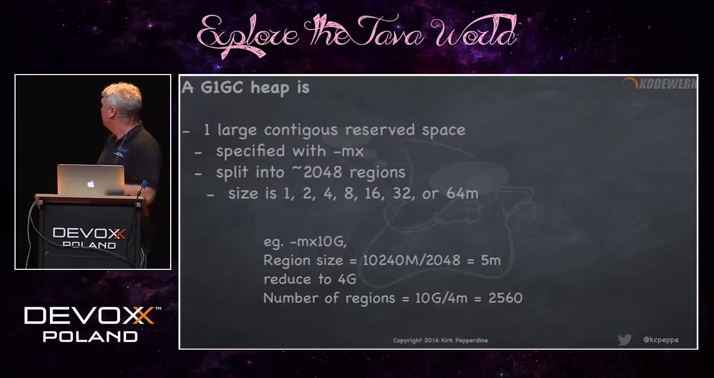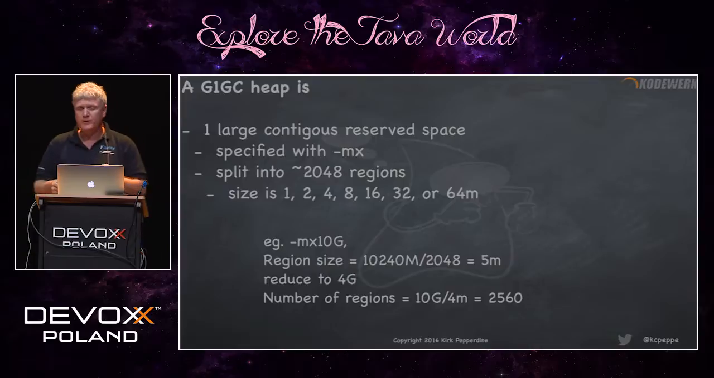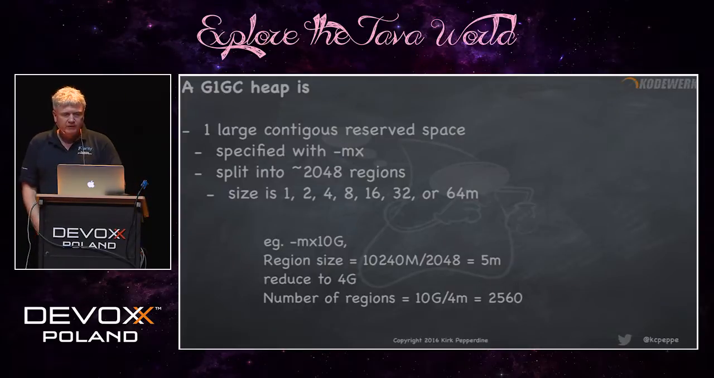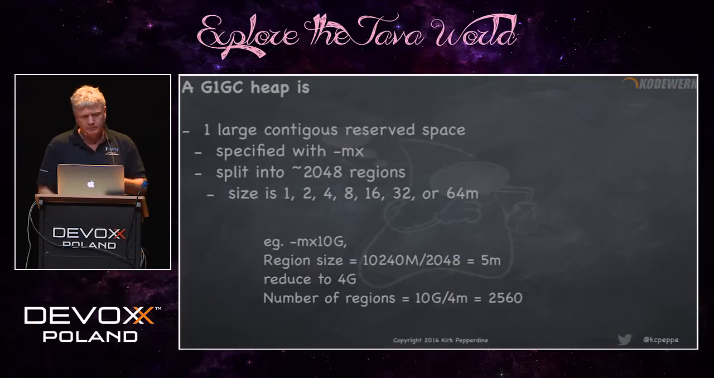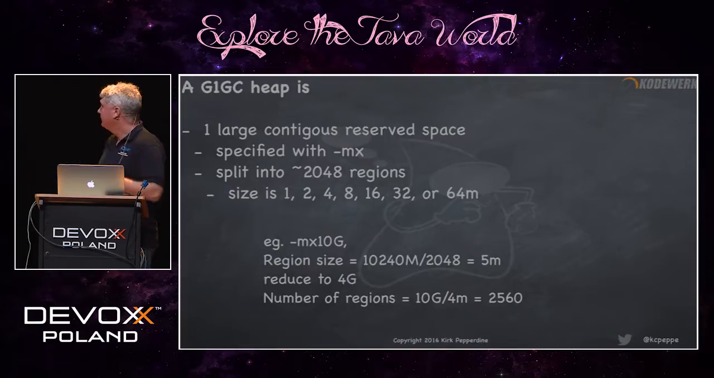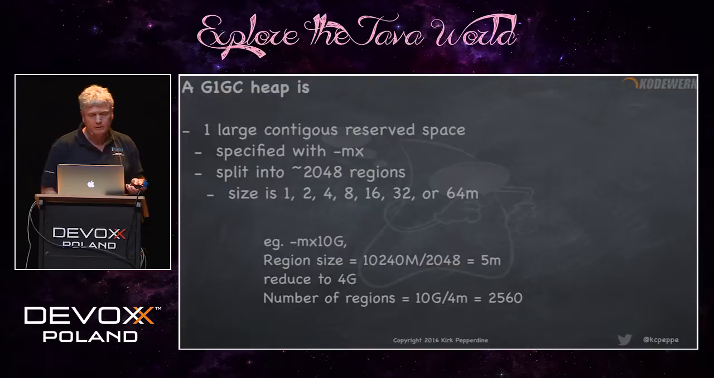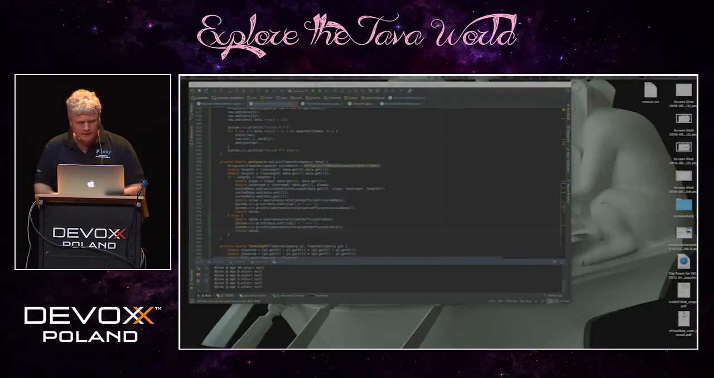There's a slight error on the slide there. That should not be 4G, it should be 4M. Sorry about that. So anyways, the region sizes can be any one of these particular sizes: 1, 2, 4, 8, 16, 32, or 64 megabytes. Okay, now, with that ado, let's run some funky code here.